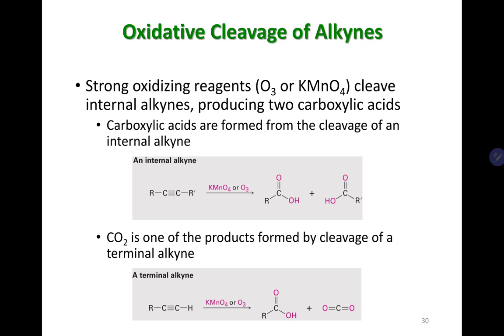So basically, let's talk about oxidative cleavage of alkynes. For these you are using a strong oxidizing agent such as ozone or potassium permanganate. What happens in these reactions is that you are going to cut through the triple bond. So both sp hybridized carbons will have three vacant bonds, right?